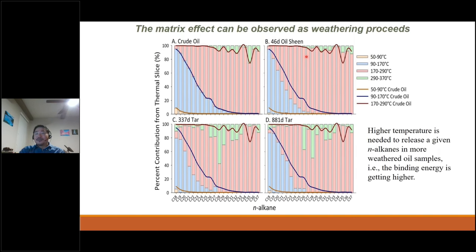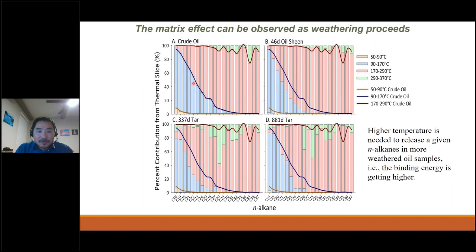If you compare the oil sample you collected from the field, which is subject to different degrees of weathering, certainly 46 days here is about 2 years, and this is highly weathered. This is the crude oil line, so I kind of fixed the line here. This is the same crude oil. And you can see that for any given compound, the longer they stay in the environment, the higher the temperature you need to get them coming out of that matrix.